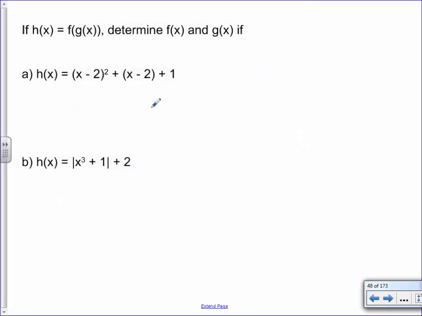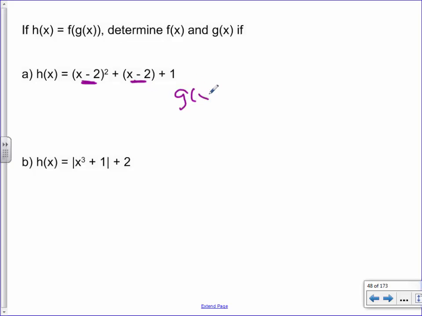Let's try another example here. Let's try to go backwards and figure out what f of x and g of x would have been if I give you the answer and ask you to work backwards. Does it seem like there is a function inside another function on this first one? See how that's in common? There's an x minus 2 in a bracket. There's an x minus 2 also in a bracket. Wouldn't it seem likely that the x minus 2 has been plugged inside of a second function?